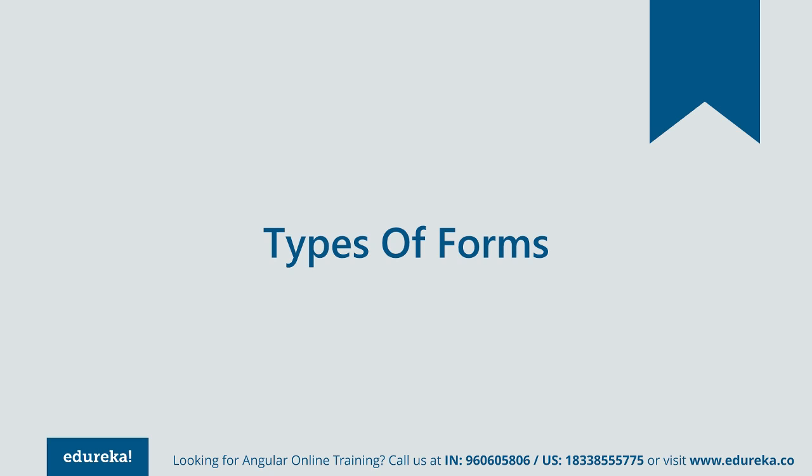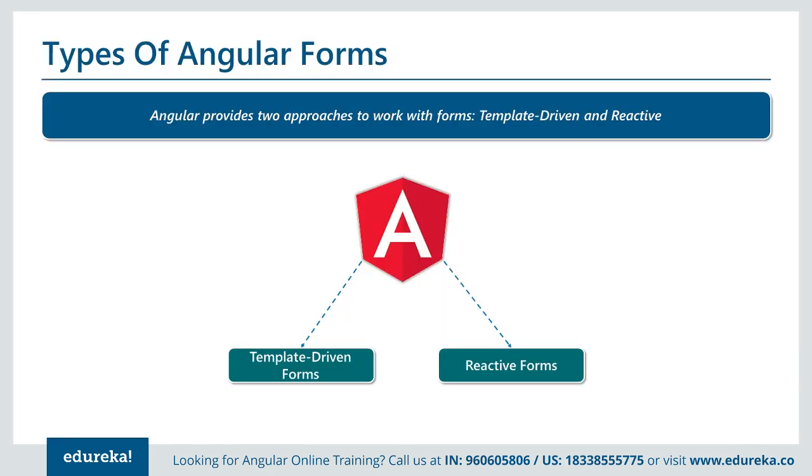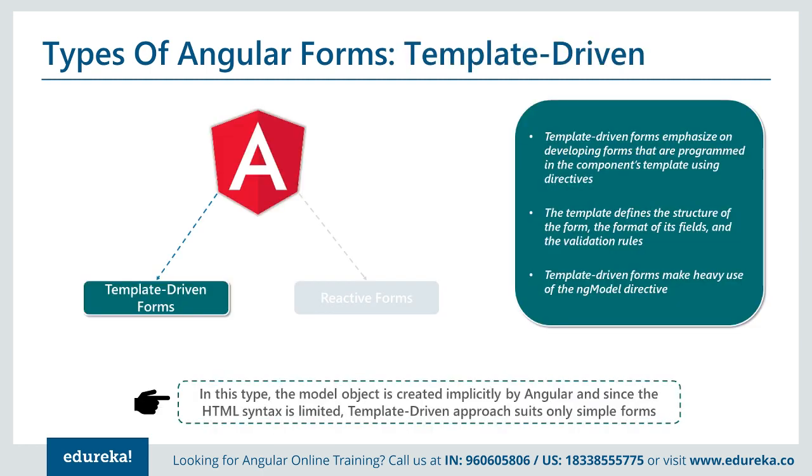Types of forms. In Angular, there are two types of forms: template-driven forms and reactive forms. Angular provides two approaches to work with forms. Before we go and understand reactive forms, first of all, you need to understand what a template-driven form is, and how it works. What do you mean by a template-driven form? How it works is the question.